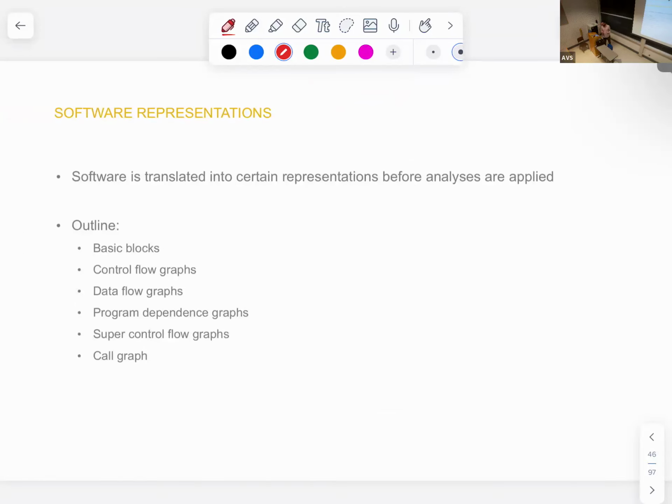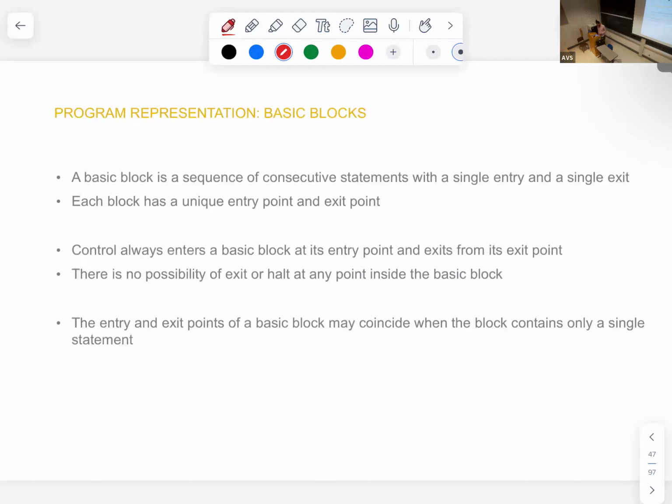And this is usually what we do by creating what we call basic blocks and control flow graphs, okay? So the things that we do is we create things like basic blocks, control flow graph, data flow graph, program dependence graph, super control flow graph, call graph, and so on and so forth. I'm going to mainly talk about these first two, but there are many of these other analyses that are commonly applied when we're talking about software representations. If you're interested, definitely take a look at those as well.